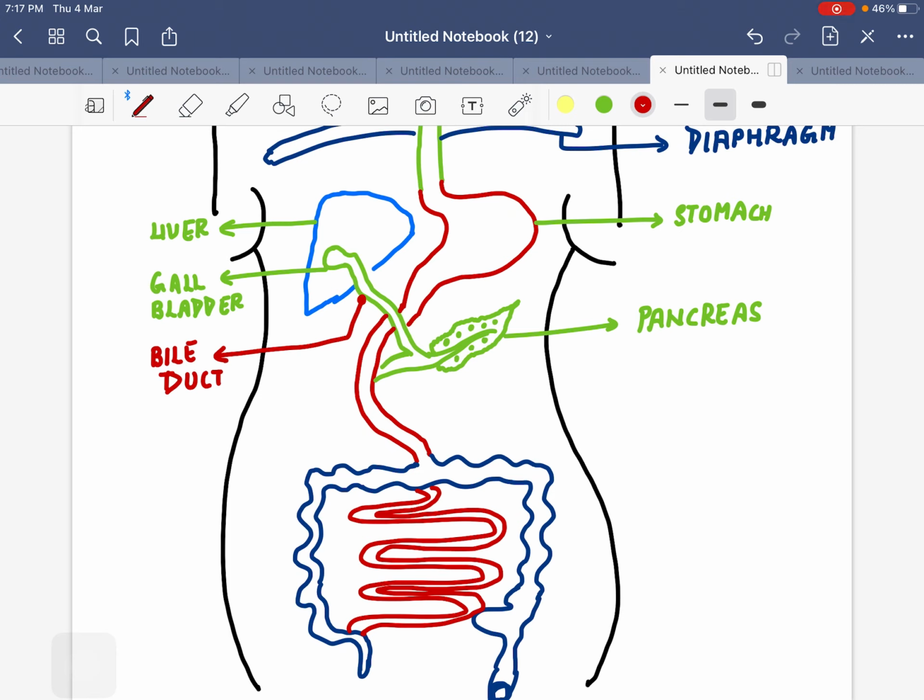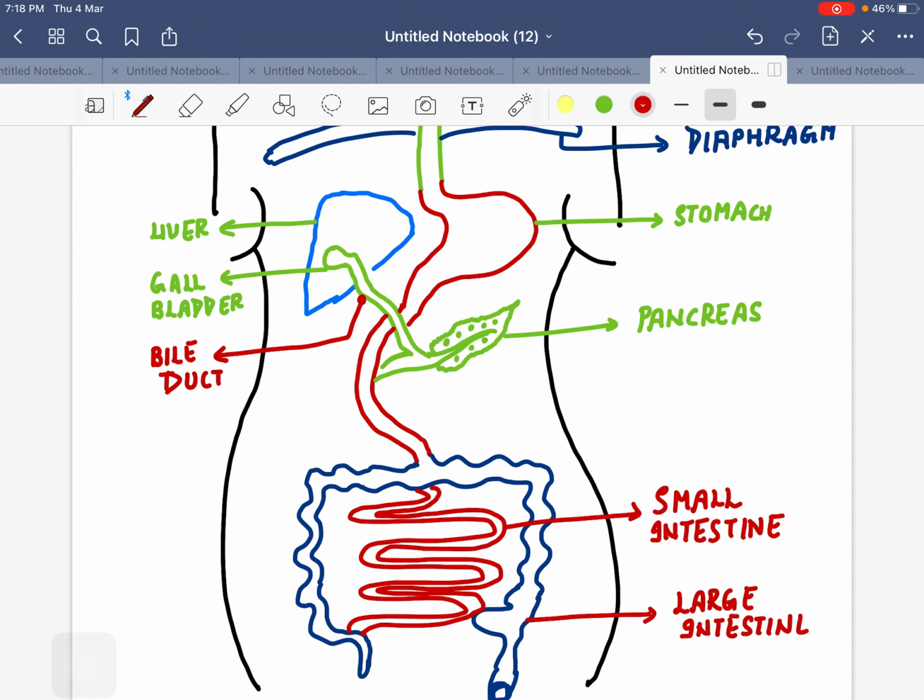Label it faster. So here you can label it first as small intestine. Very easy for those who don't want to make a very elaborate diagram. And what are you going to label this? This is large intestine. Fine. This is only for those students who want very specific labeling. They don't want to label each and every part in detail.